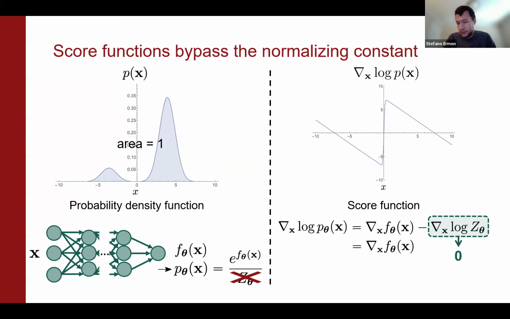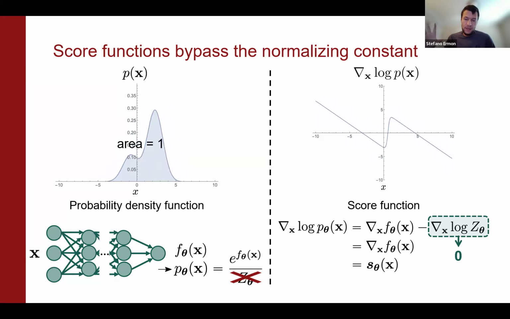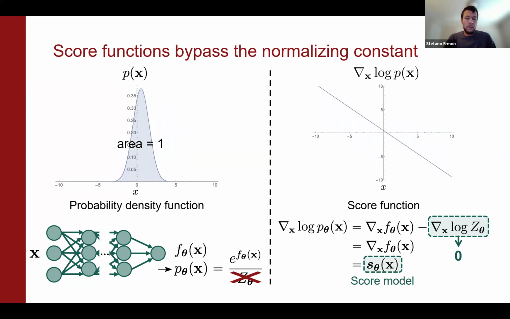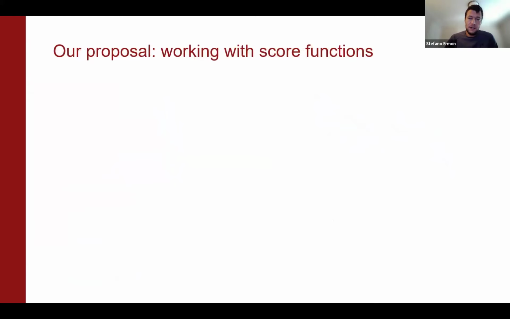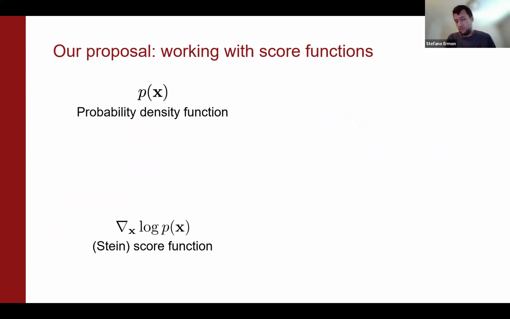And so it disappears. We can see that the score function does not depend on the partition function. And so intuitively, it's going to be a lot easier to work with the score function instead of the probability density function itself. And that's the idea behind score-based models, which is the main idea behind diffusion models. Instead of working with the probability density function, we work with its derivative, essentially, the score function.